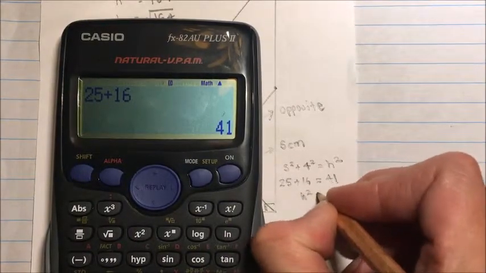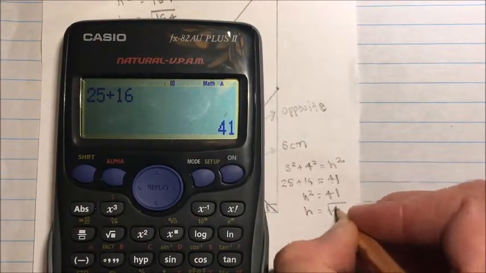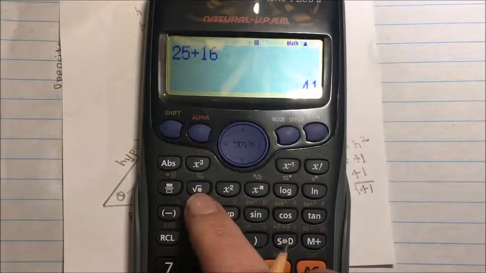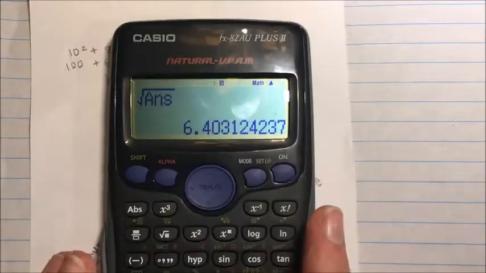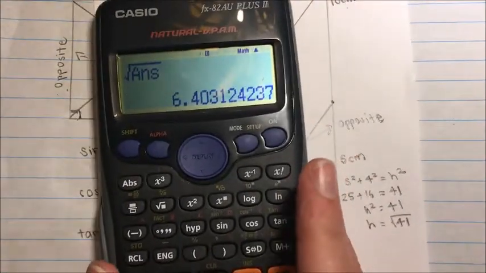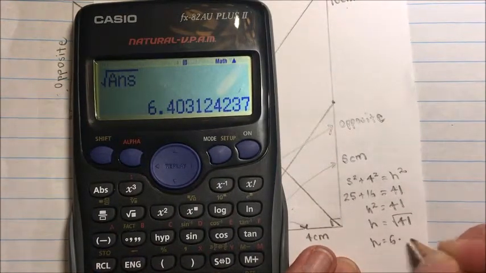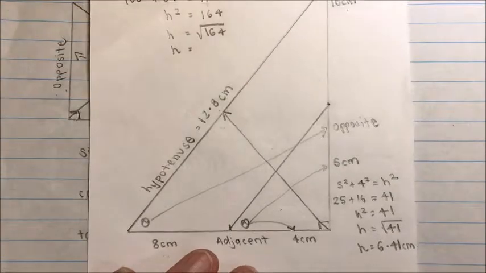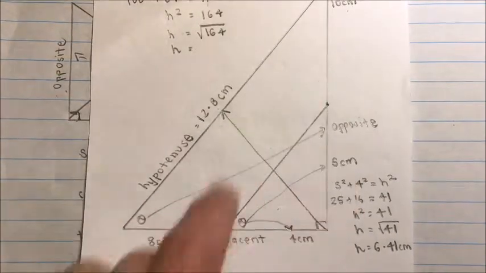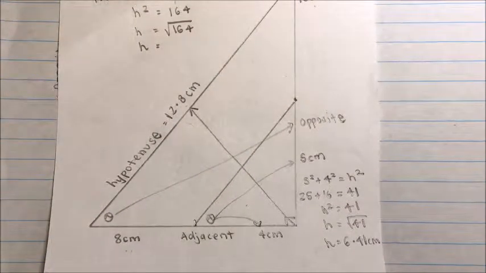So if h squared equals 41, then h must equal the square root of 41. So using the square root button, my answer equals, we'll round this to 2 decimal places, 6.41. H equals 6.41 centimetres. Okay, so I'm having a look at this triangle and I know that the angles are going to be the same because it's a similar figure. I've reduced it by a scale factor of 0.5.